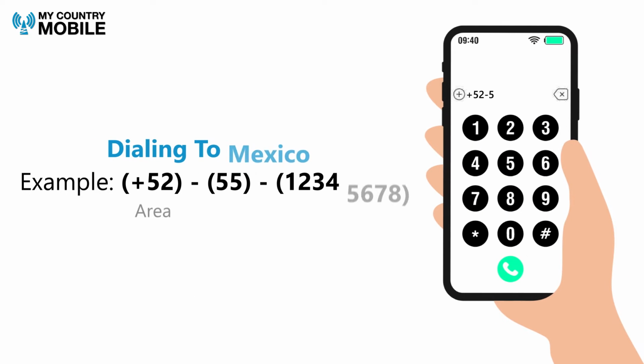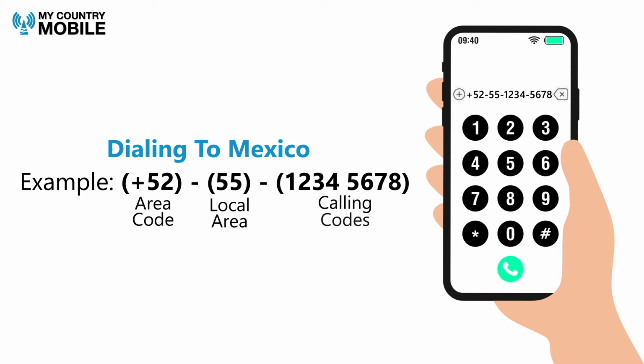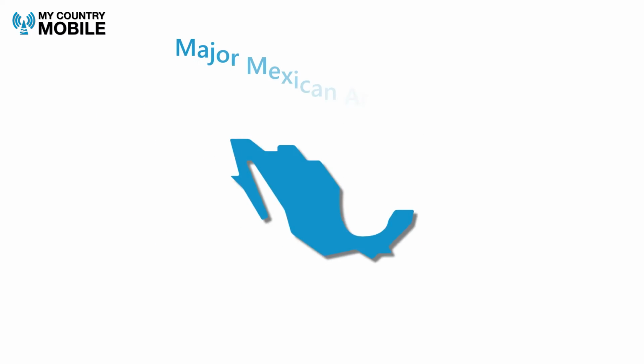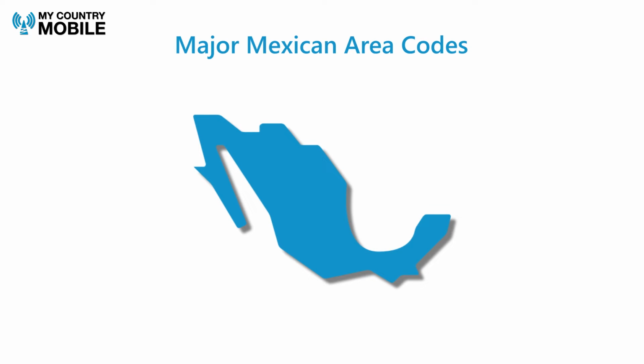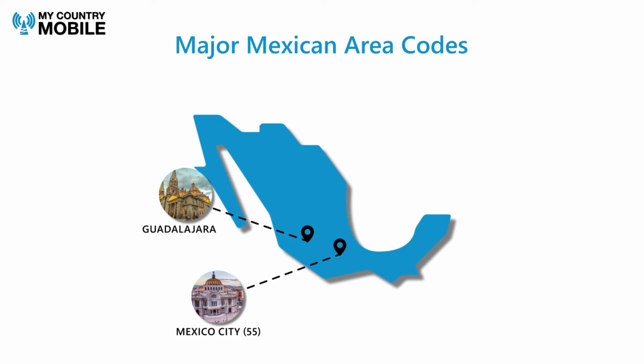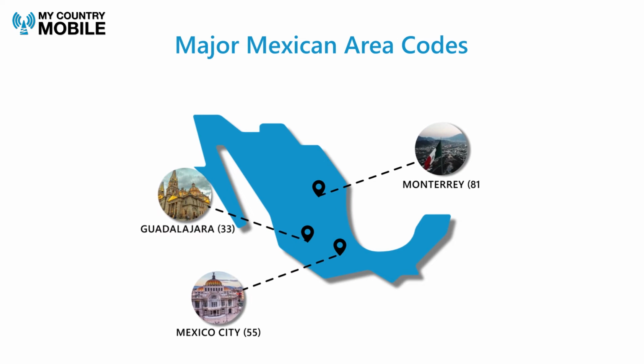To call a number in Mexico, dial +52, then the area code 55 for Mexico City, followed by the local number. Mexico's major city area codes: Mexico City, 55; Guadalajara, 33; Monterrey, 81.